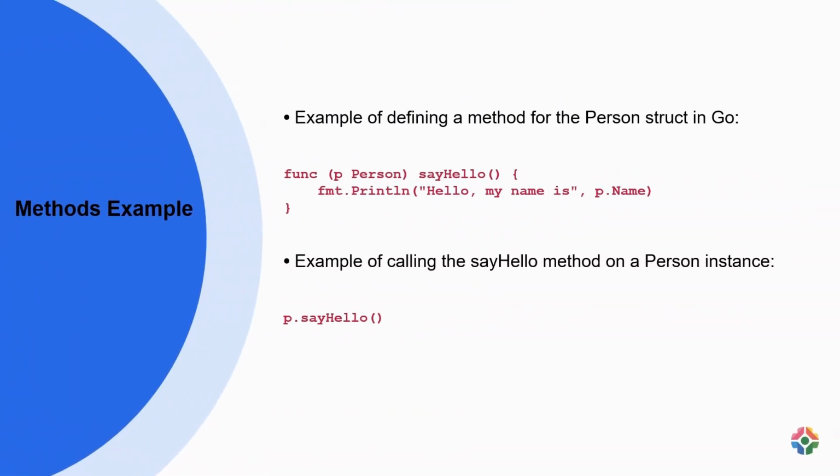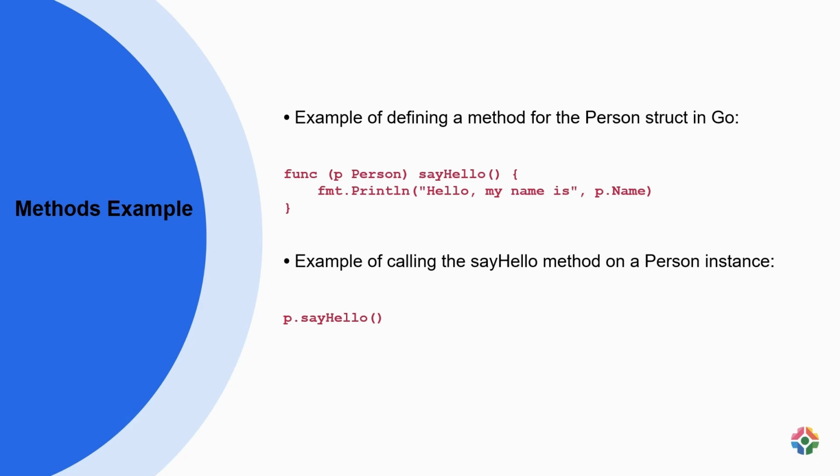In Go, methods are functions associated with a specific type. They enhance the functionality of the type they are defined on. To define a method for the person struct in Go, the method is declared with a receiver of the person type like this: func (p person) sayHello() { fmt.Println("Hello, my name is", p.name) }.